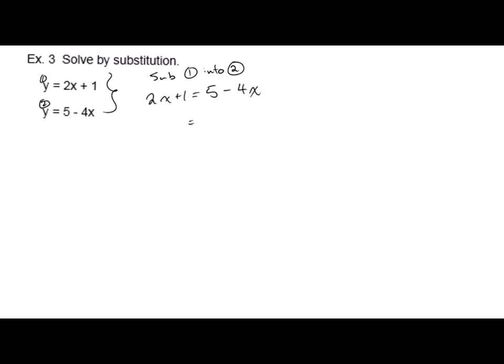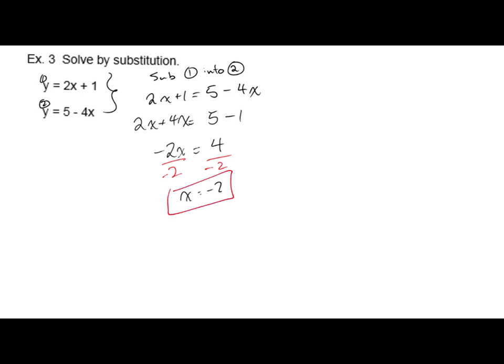Now what we're going to do is move all the x's to one side, and we're going to get 2x plus 4x is equal to 5 minus 1, which equals 4, and 2x minus 4x is negative 2. Divide both sides by negative 2, and you're going to get x is equal to negative 2.